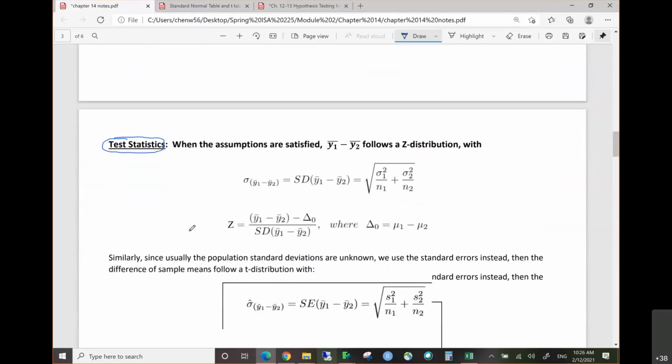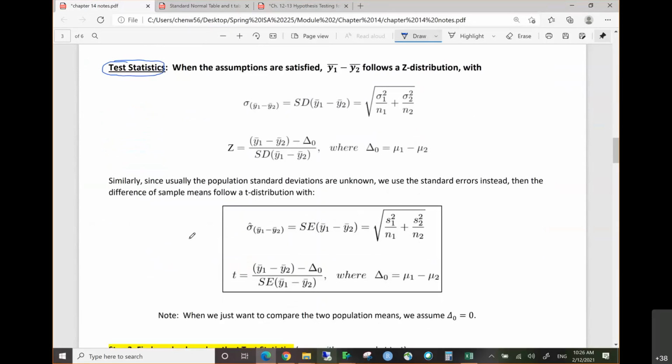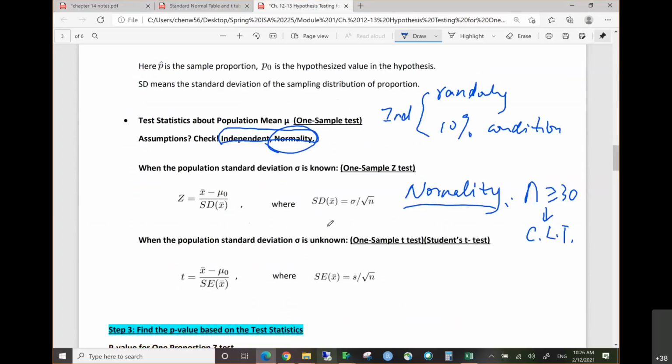All right, so now here is the test statistics formula. It looks a little bit complex. Let's look at the details. All right, so let's recall a little bit from the one sample test.